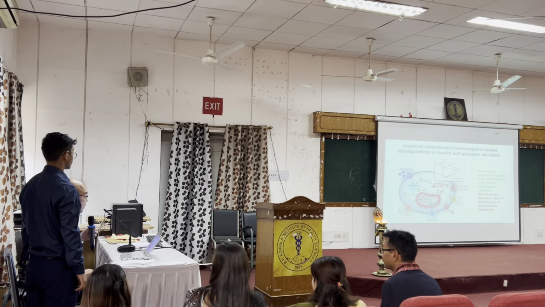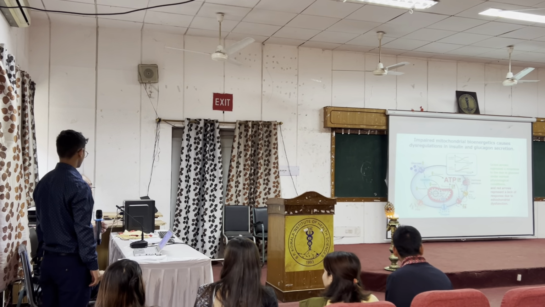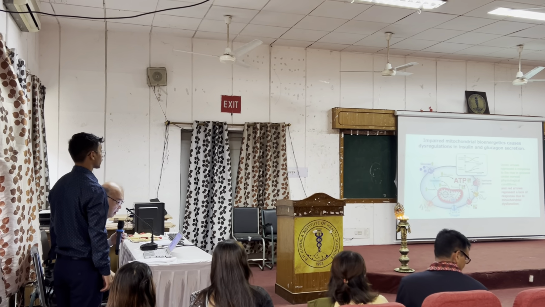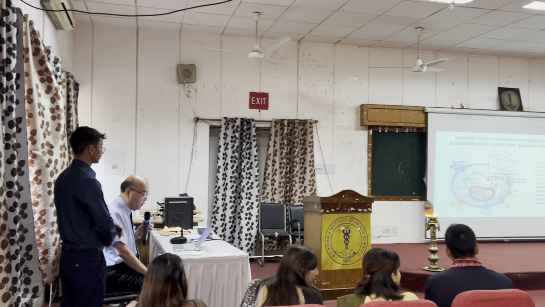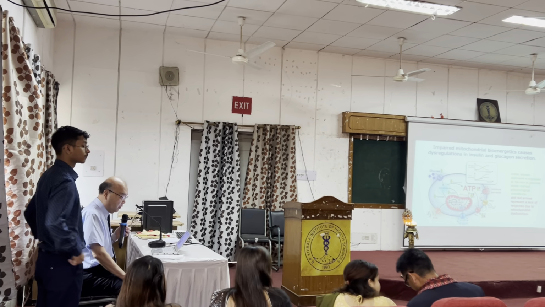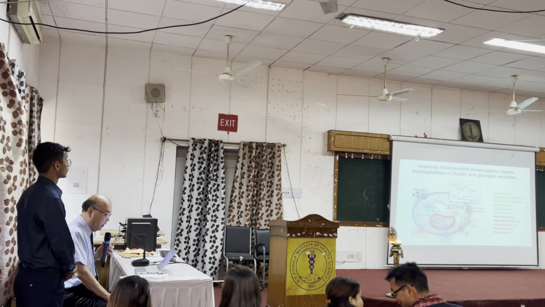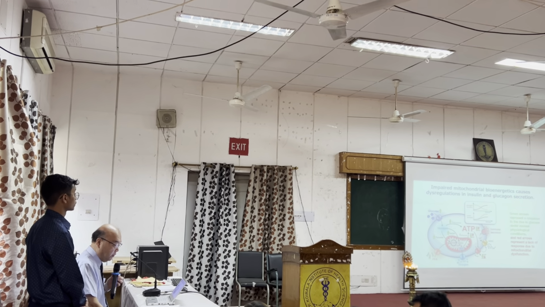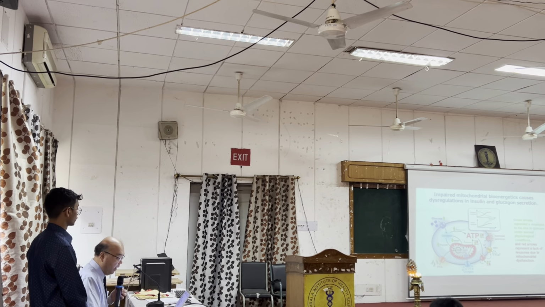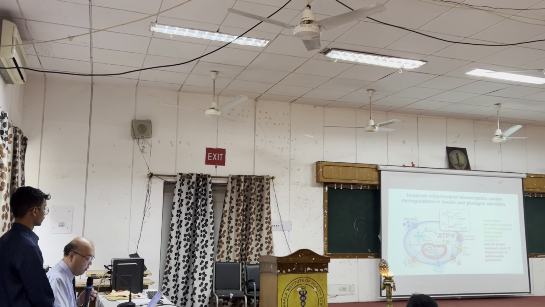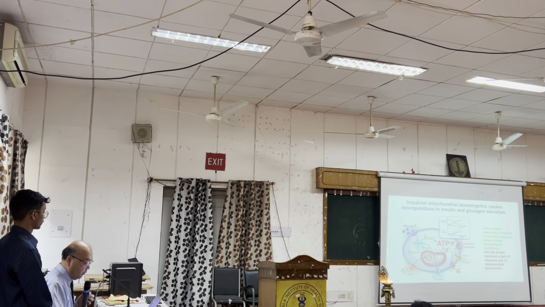Sorry, my slide. Okay. In this slide, green arrows represent a response to the rise in glucose under normal physiological conditions, and red arrows represent a lack of response due to mitochondrial dysfunction.